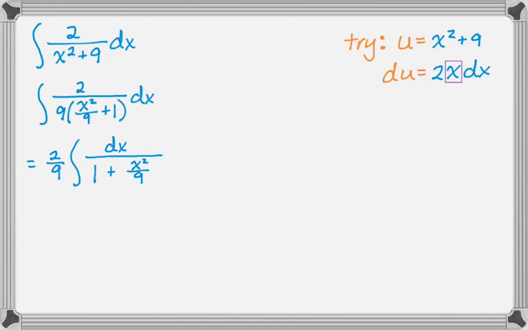Now I'm going to make a u-substitution. I'm thinking that it's arctan, which means that x squared over 9 is actually u squared. So 2 over 9. I'm going to make it x over 3 squared.